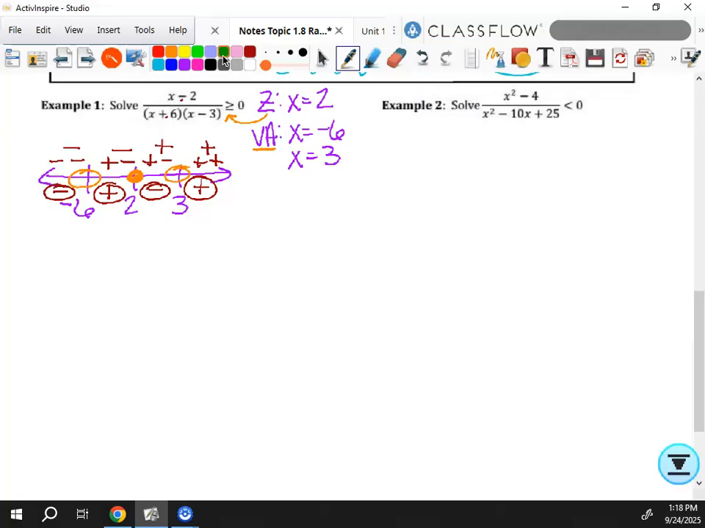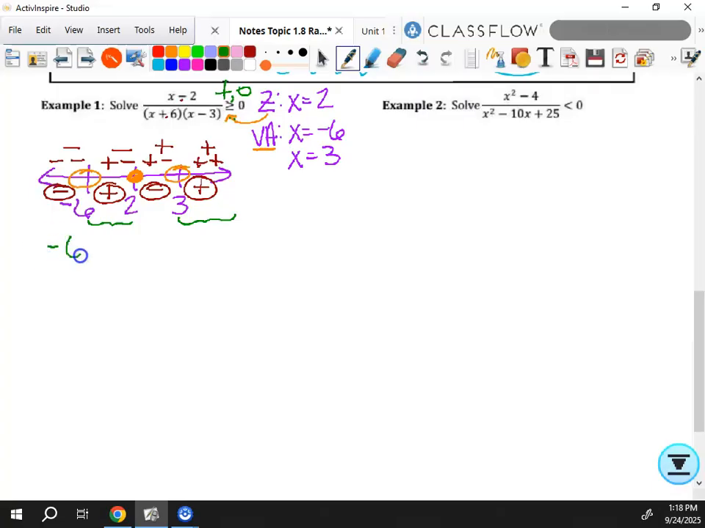Any questions at this point? So now I've made my sign charts. I've got to interpret it based on what I'm looking for. I want this to be greater than or equal to 0, so that's positive and 0. So I'm looking for the positives. The positives are here and here. And whether or not I include the numbers, I know from my open and closed circles that I put there.